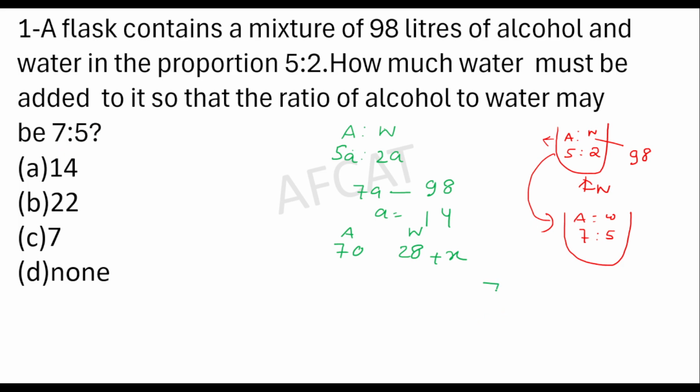So the ratio I can write in divide form, 7/5. I will equate this: 70 over 28 plus x equals 7/5. So 7 times 5 is 35, and x comes out to be 22. So you have mixed 22 liters of water.